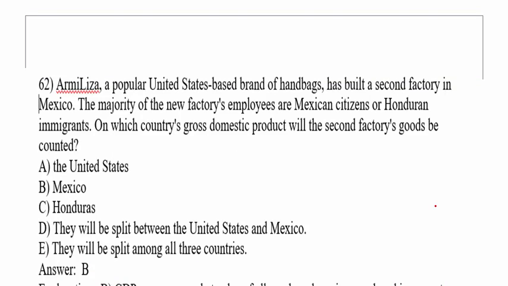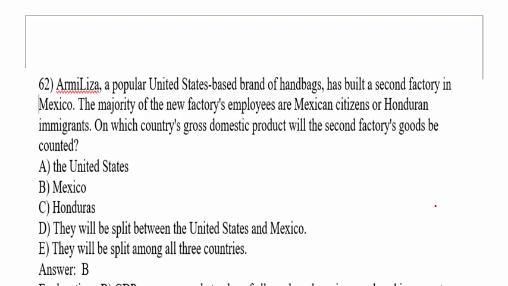Let's go ahead and take a look at this question. A popular U.S.-based brand of handbags, or that's made up, has built a second factory in Mexico. The majority of the new factory employees are Mexican citizens or Honduran immigrants. On which country's gross domestic product will that be counted? It's going to be what? Mexico, right? Mexico, because it's being made there. That part about the employees being Mexican citizens or Honduran immigrants is irrelevant. That's a distractor. That has nothing to do with it.